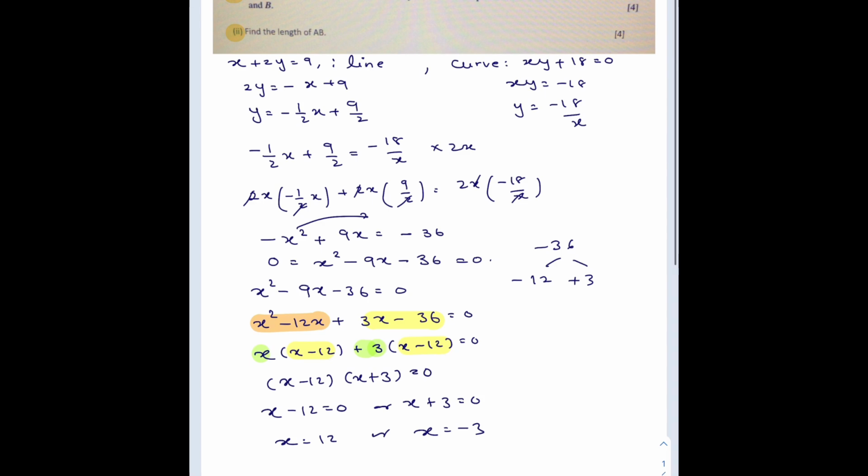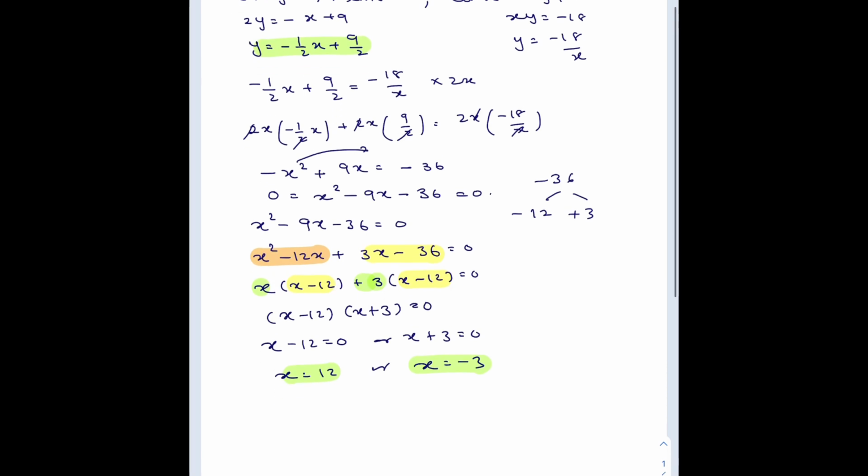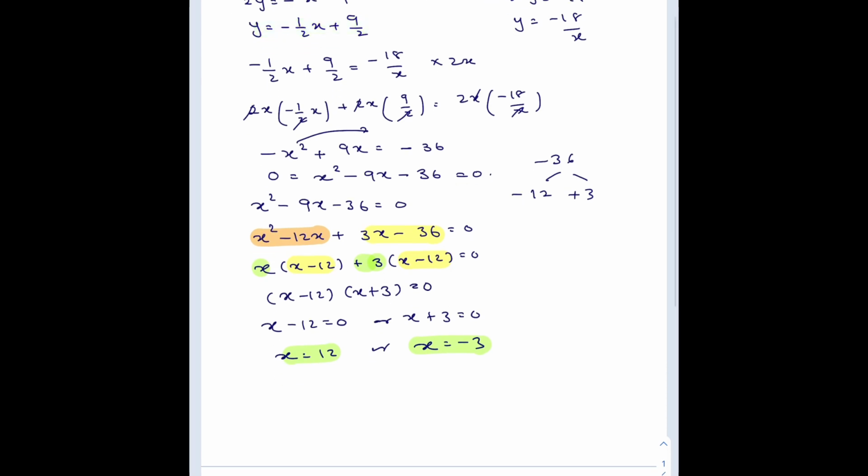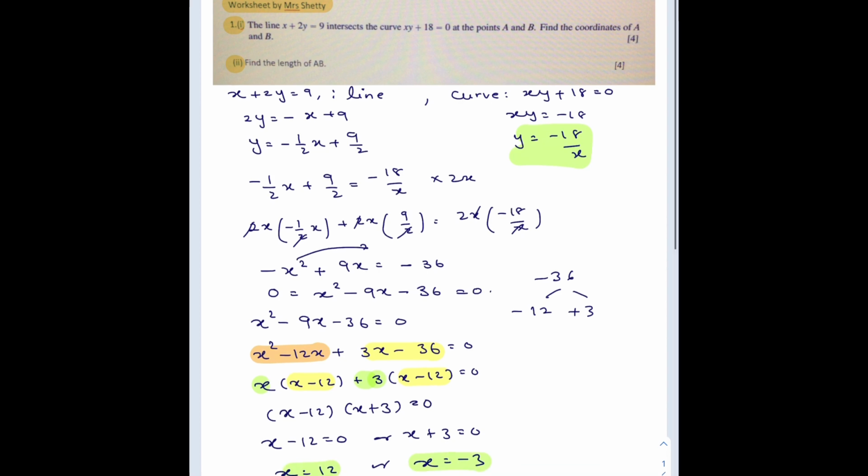Now I have to figure out what the y coordinate is. Since they are meeting, I can substitute the x value into one of the equations. I'm using the curve equation, I think this time this will be easier. If x is 12, y is negative 18 over 12, negative 3 over 2, which is negative 1.5. So one point is 12, negative 1.5.